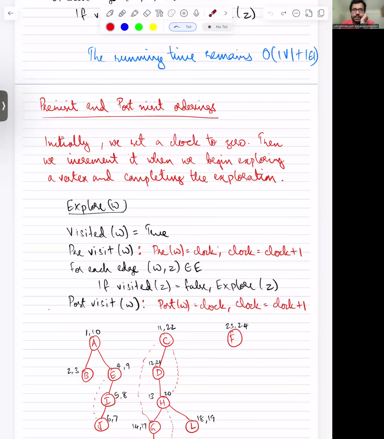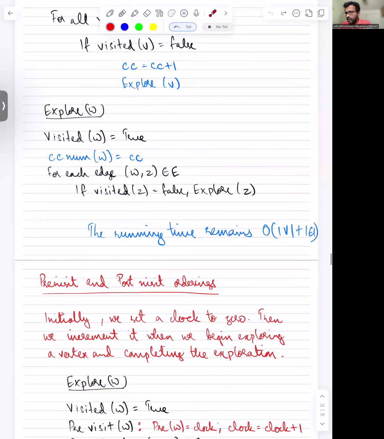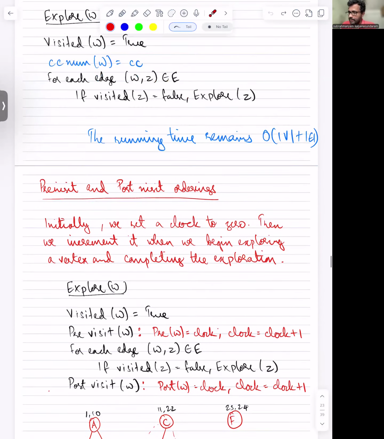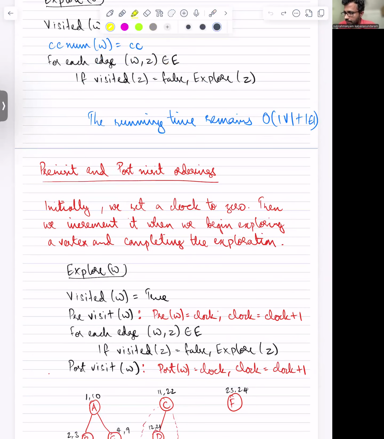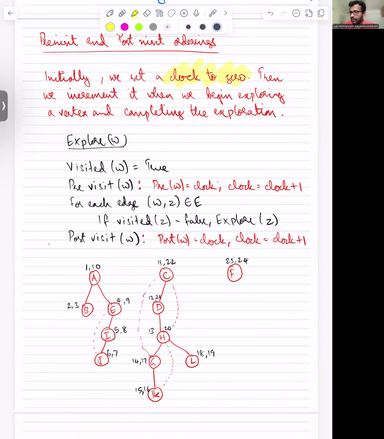Now I want to talk about this pre-visit and post-visit orderings. So this is the same graph, and this is the same DFS thing. What we are going to do is slightly modify the algorithm. One is that we will have a clock which is initialized to 0 at the beginning in the top level, right? And this clock is incremented whenever we either discover a new vertex for the first time, or we complete an exploration from that vertex, right?